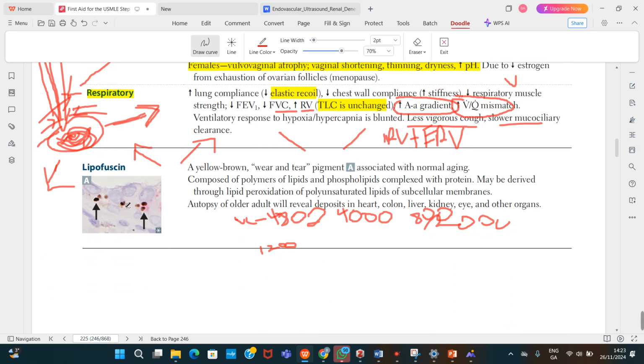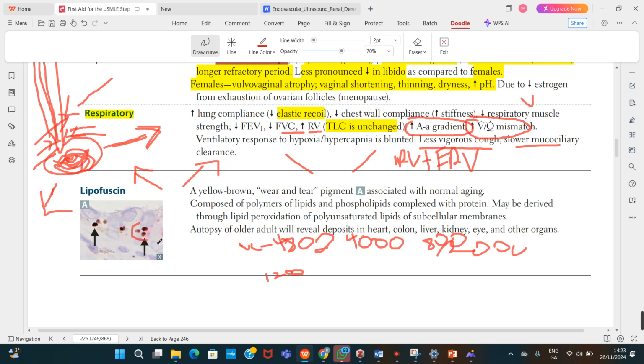So we are ending by talking about lipofuscin. Lipofuscin is just a normal wear and tear pigment with normal aging. It is composed of polymers of lipids and phospholipids complexed with protein. They appear reddish or yellowish. Once you see something like this after autopsy, just know that it is lipofuscin. It's because all those lipids have undergone peroxidation. Don't forget, PUFA can undergo peroxidation from free radicals.